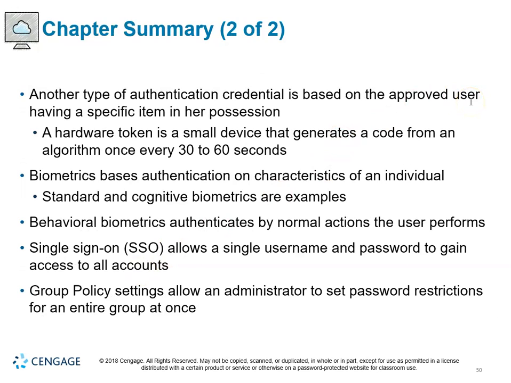Then we talked about other types of authentication credentials based on something you have. For example, a hardware token that generates a code once every 30 to 60 seconds. We also talked about biometrics, behavioral biometrics, and then in the second screencast we discussed single sign-on, what the advantages are of that, and what the various frameworks are like OAuth to implement it. And then lastly, in this screencast we looked at group policy settings to be able to more efficiently manage all of the password restrictions for an entire group at once.